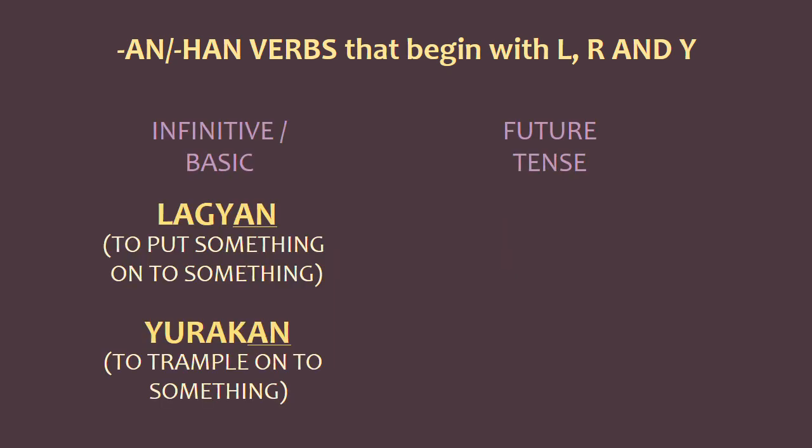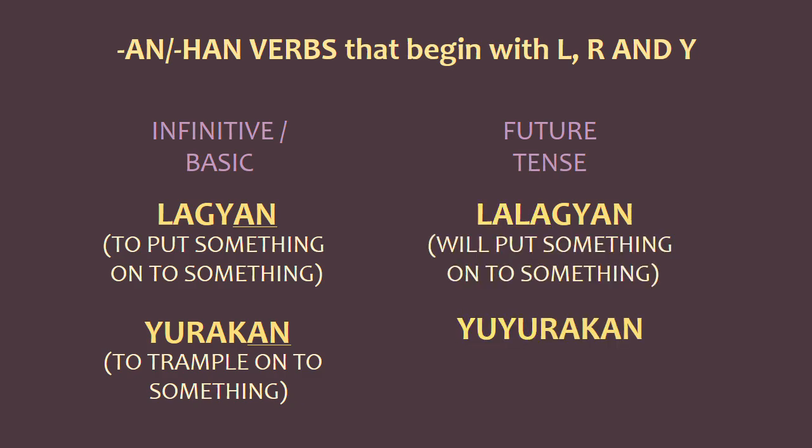Okay, and finally, the future tense. To get the future tense, you take the first two letters and then you double it. So we have lalagyan and yuyurakan.